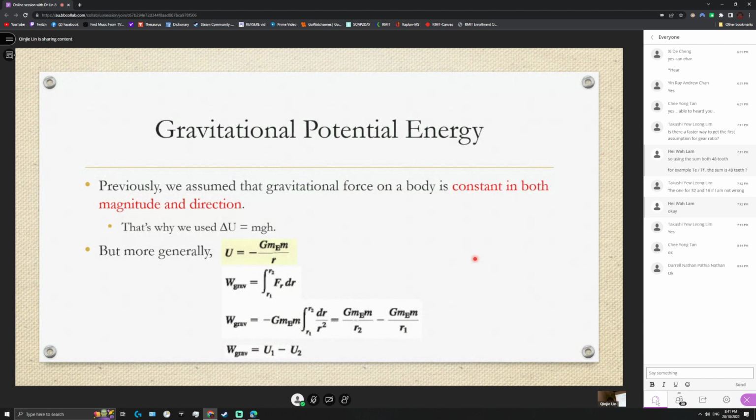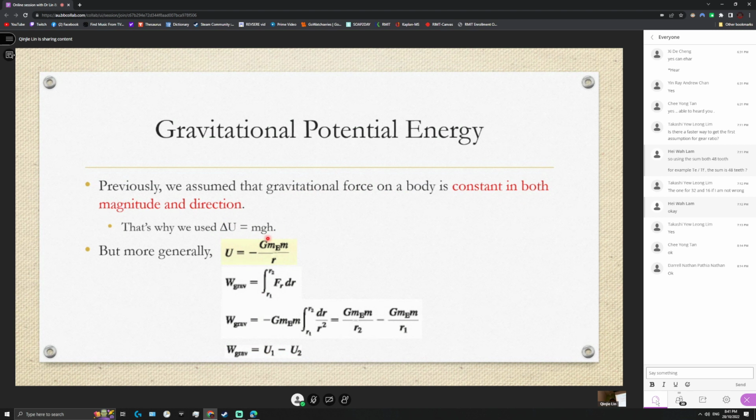Now I move to another section, the gravitational potential energy. We already know what this is, right? But for this topic, we are going to look at it in a more general form. Remember, our gravitational potential energy is mgh, correct? We assume that the gravitational force on a body is constant in both magnitude and direction. That's why when we look at energy, we say the change in potential energy equals mgh. That means we simply take m times g times the change in height.